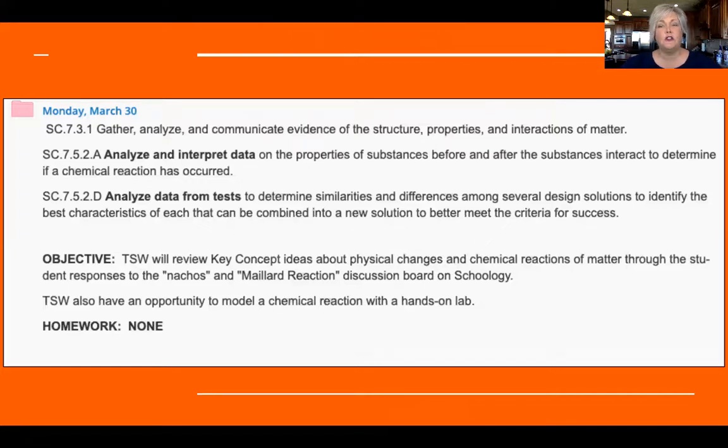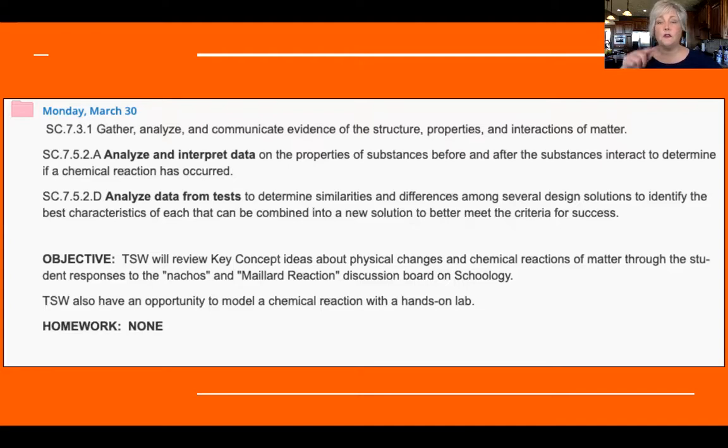So the standards, you're going to see me use those same standards that we have, and you guys can read those. I'm not going to go through and read them, but I did add a new one today. It's the last one, 752D, and this one means that we're going to look at data and our test results for a lab. I'm going to show you one that I did, and then I want to challenge you to see if you can do it at home yourself and get better results. Okay, so that's what that standard means.